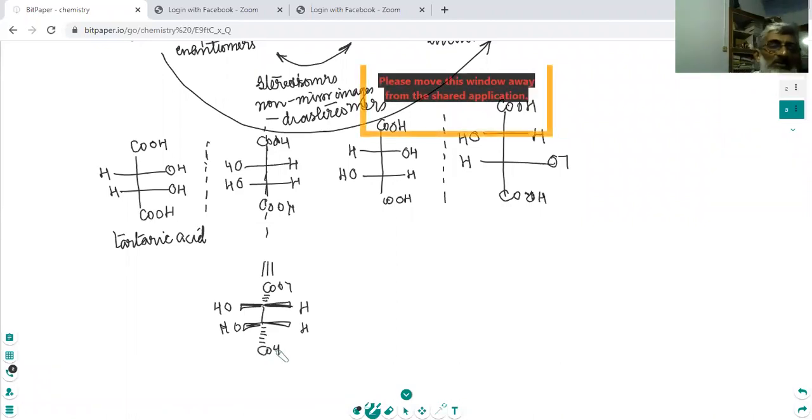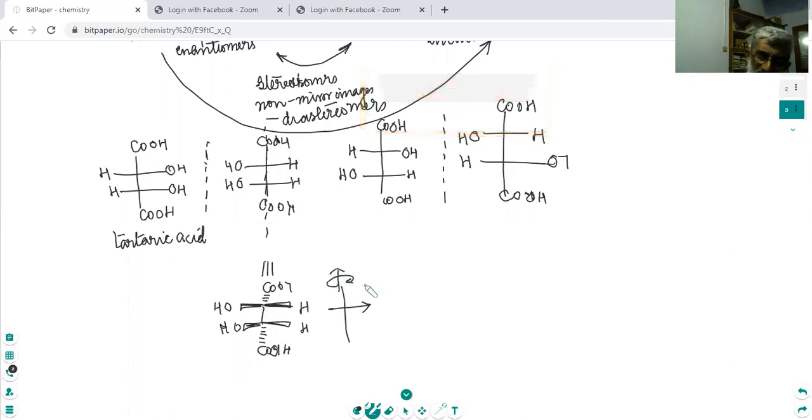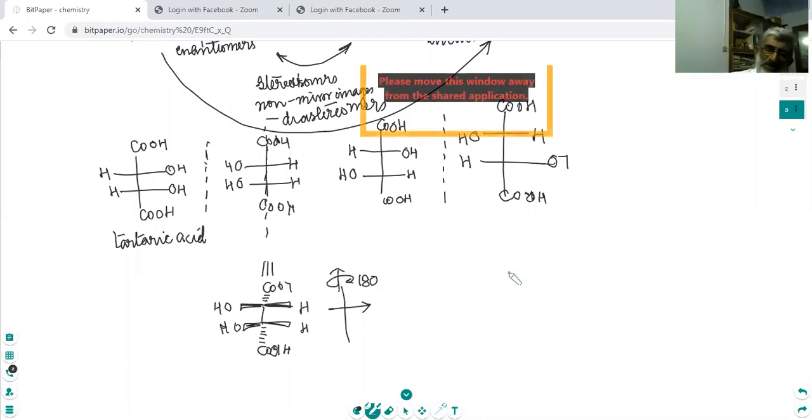Now what you should do? Along this vertical axis, rotate this molecule 180 degrees. That is what I told. How will it look like? I told you just now, when you rotate 180 degrees, front will come to the back, right will go to the left. That's all.